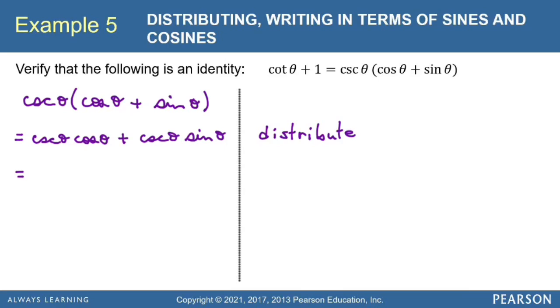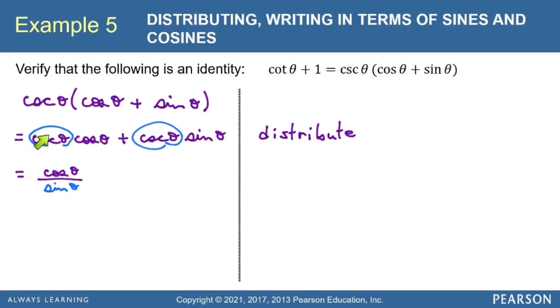Now I notice that both terms contain cosecant of theta. So we can use one of our reciprocal identities to write each of these as sine of theta in the denominator. Let's go ahead and circle both cosecant functions. And now for the first term, we'll keep our cosine of theta in the top, and then in the denominator we'll have sine of theta.